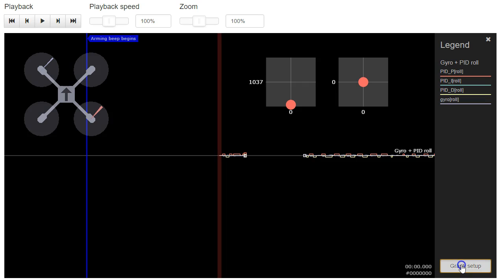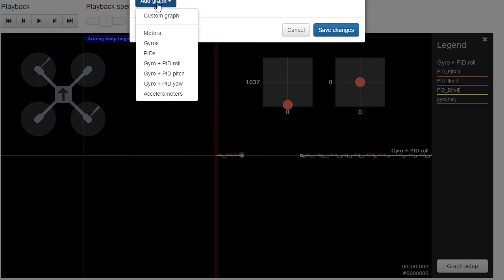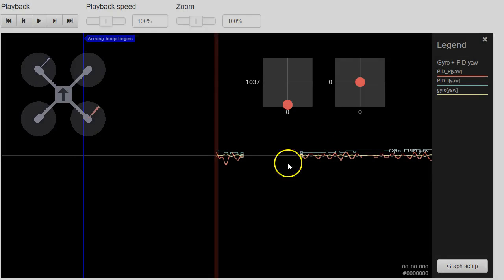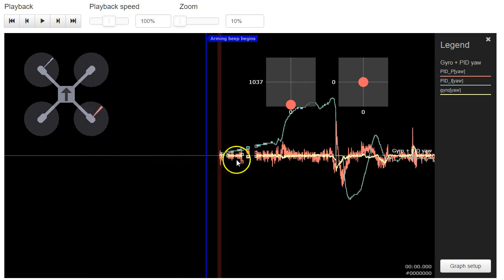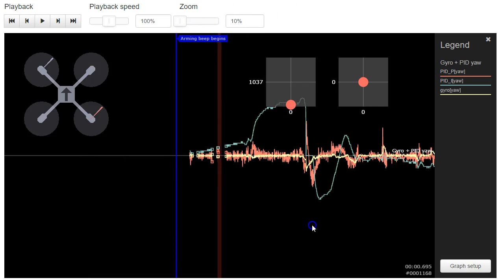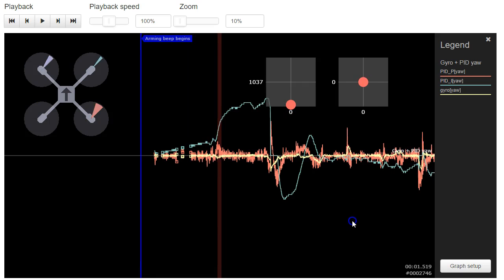So let's look, we're tuning a yaw issue. So let's look, first of all, at your yaw axis and find places where you were doing something with your yaw. And so we can do that by zooming out and looking for places where the yaw gyro has some kind of an issue.